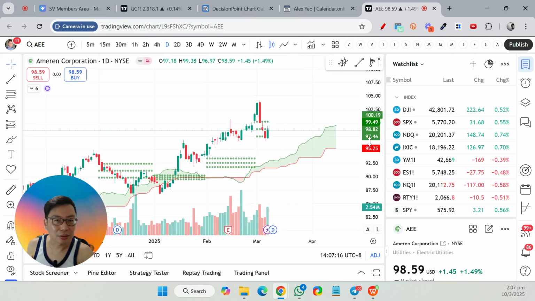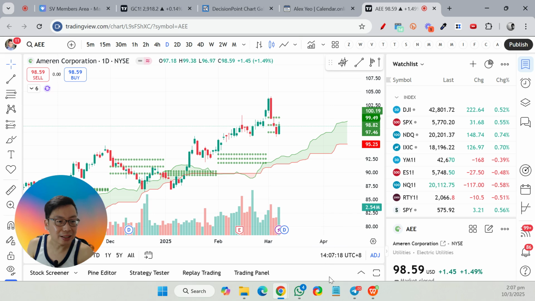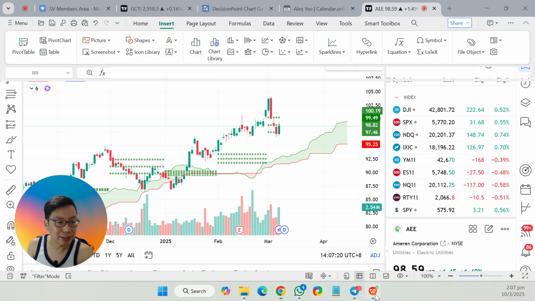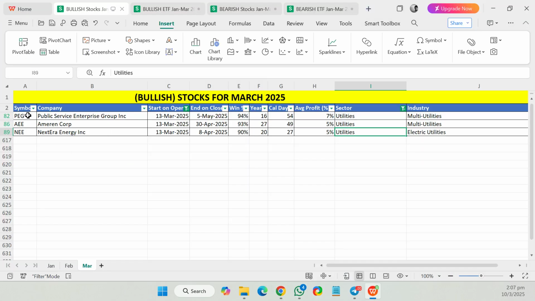So AEE, once again, is based on this list over there. This is the seasonal list. AEE is from 13 March to 30th April. So for this coming week, after looking at the stock, I still need to screen it myself and check the stock to see whether there's a possible entry or not.